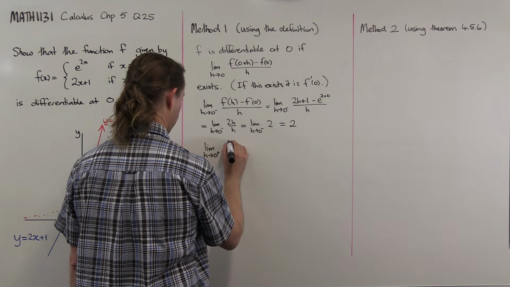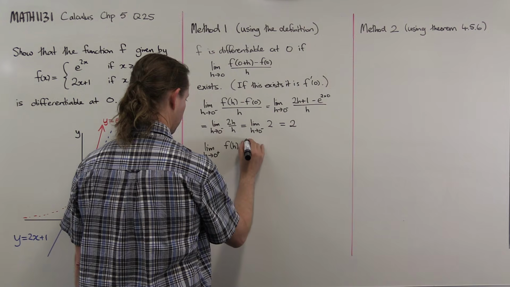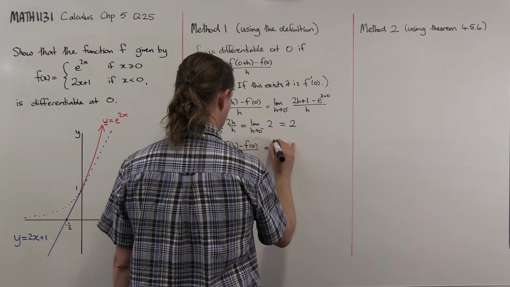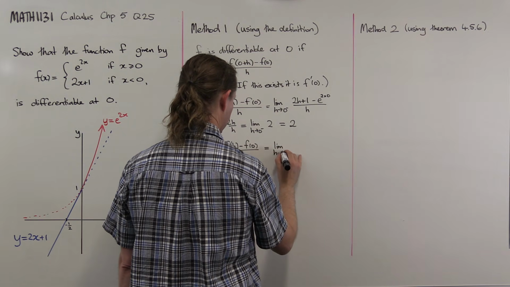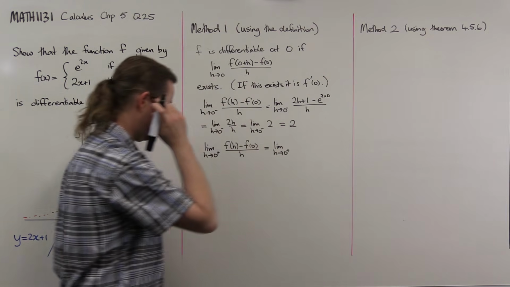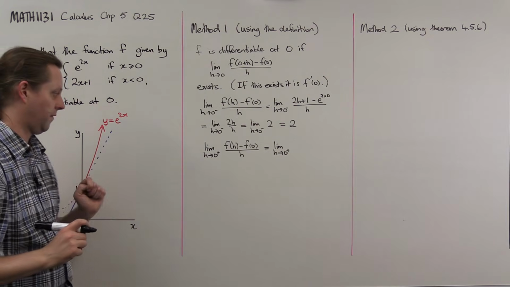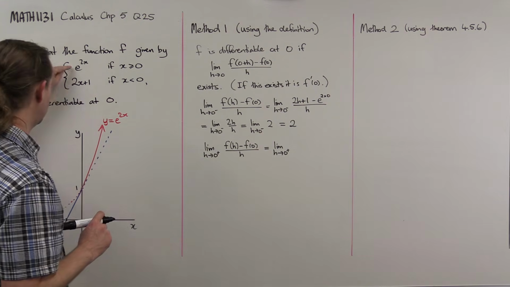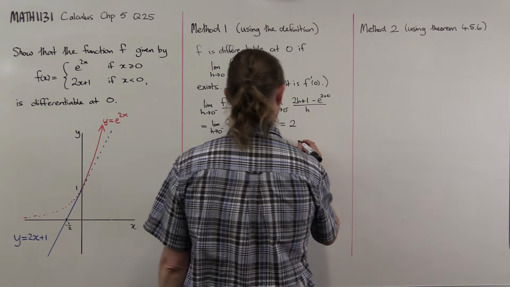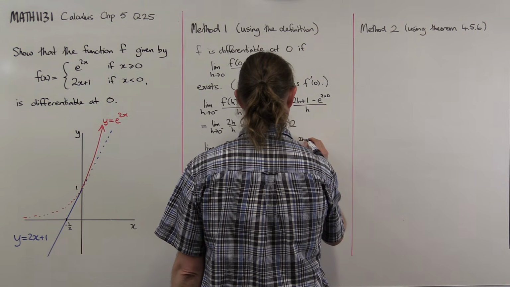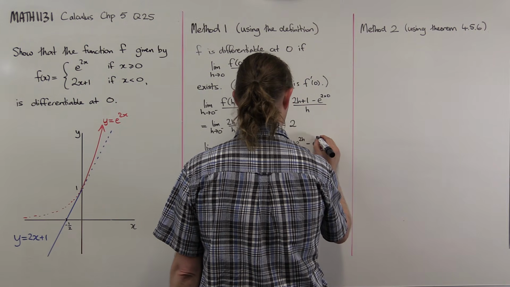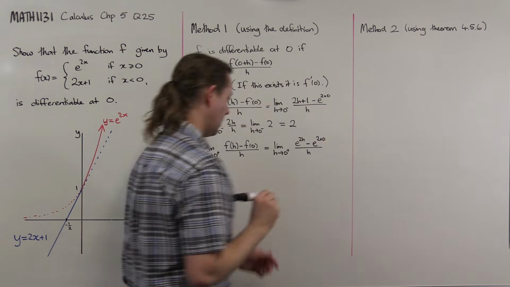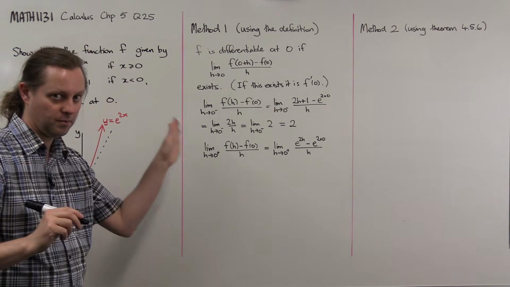So the limit as h tends to 0 from the right of f of h minus f of 0 over h is equal to the limit as h tends to 0 from the right. Now we need to substitute in what f of h is in this case. So as h tends to 0 from the right, it's a positive number, and so we need this part of the definition of f. So that's e to the 2h, and f of 0 again is e to the 2 times 0 over h. Okay, now we're hoping that that's going to be equal to 2.